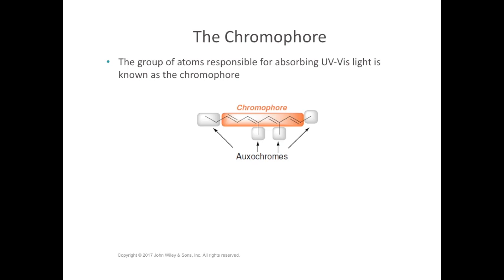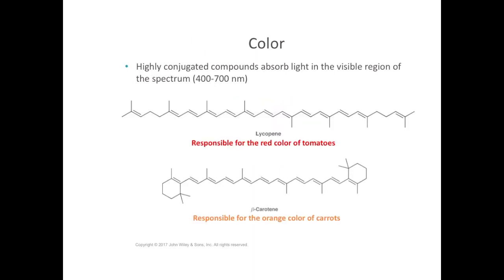There's a special term we use for the group of atoms responsible for absorbing UV-vis light, and that's called the chromophore. Highly conjugated compounds absorb light in the visible region and therefore appear colored. For example, this is lycopene. So notice all of the conjugation here. This is responsible for the red color of tomatoes. Similarly, beta-carotene also has a lot of conjugation, and that's why carrots appear orange.